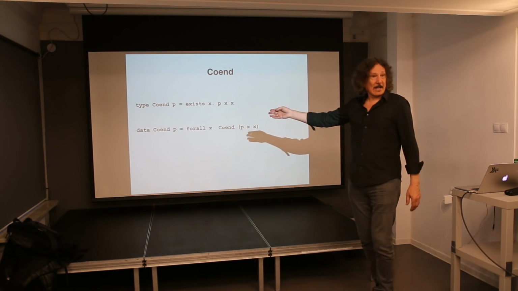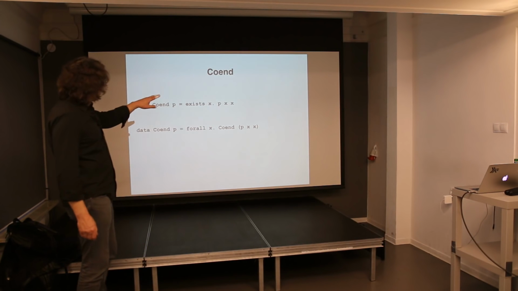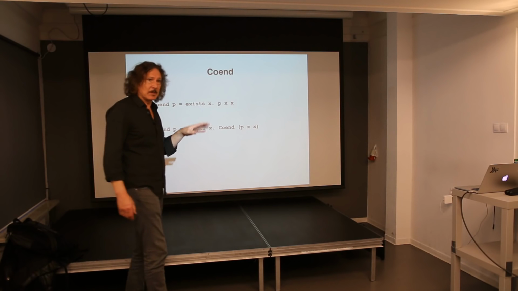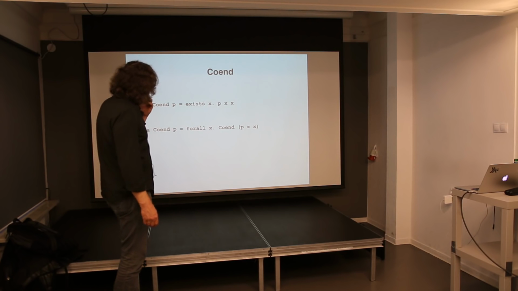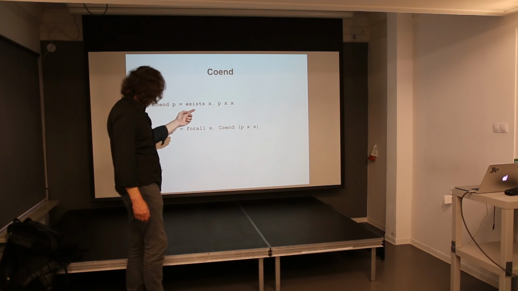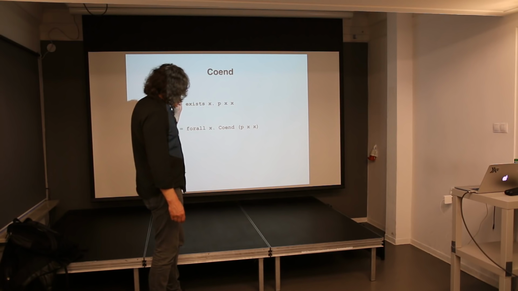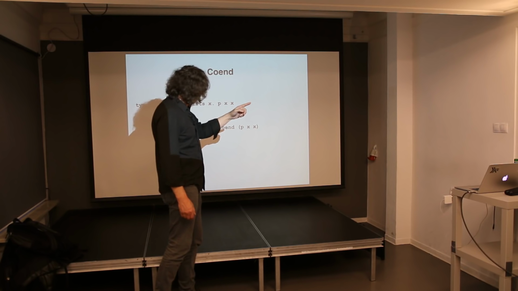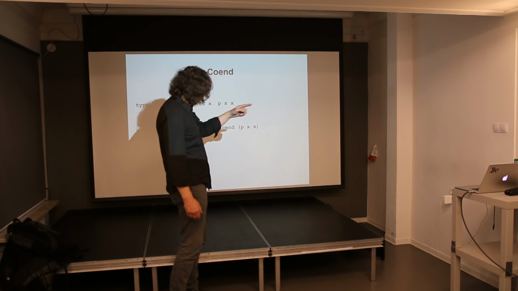Okay, so this is real Haskell. The funny thing is, every time you write something as existential, you can transform it into a universal type. How does this work? What this says is that if you want to construct a coend, this is a constructor, Coend here. This is the name of the type constructor, but this is the name of the data constructor.